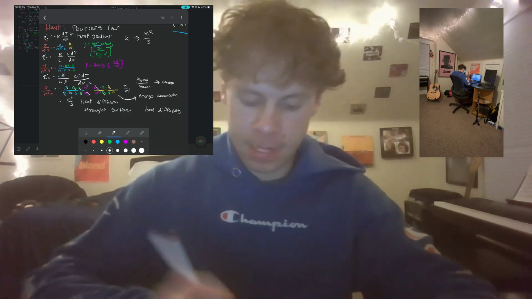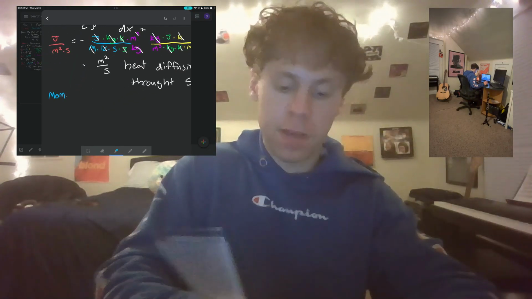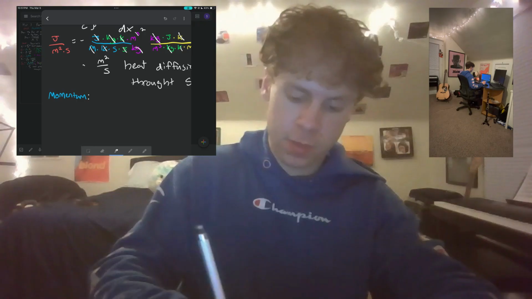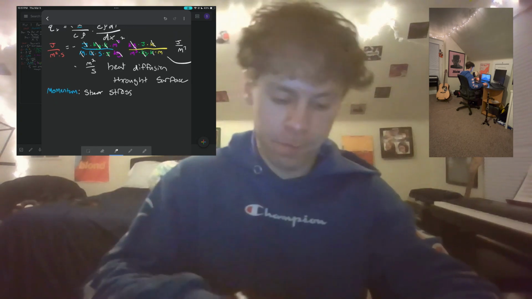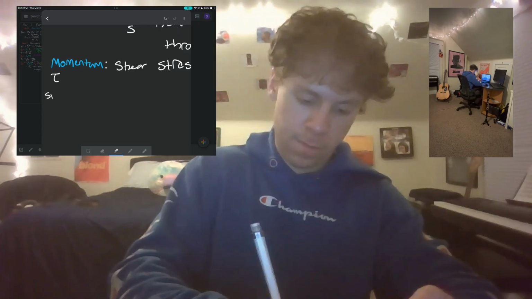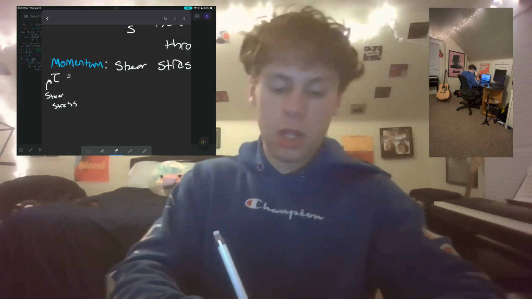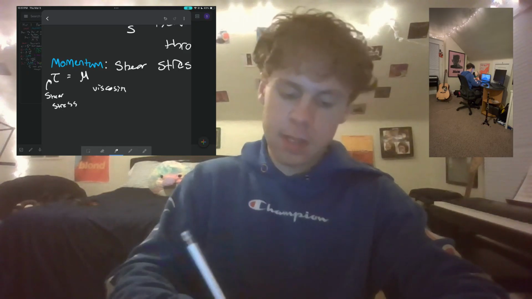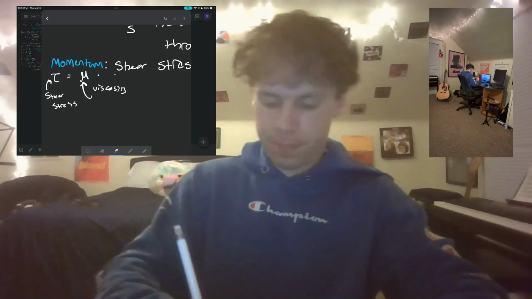So now we'll move on to our momentum flux. And to define our momentum flux, we will use the shear stress equation, which can be written as so. Shear stress, or tau, is equal to viscosity, or mu, times the shear rate, delta.